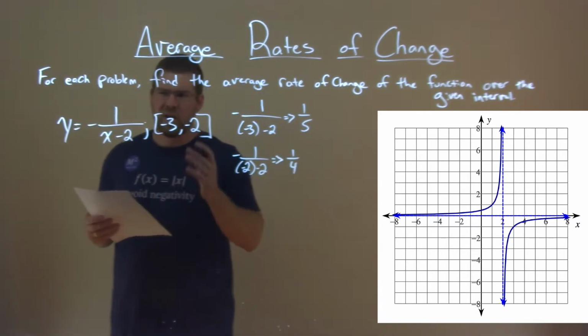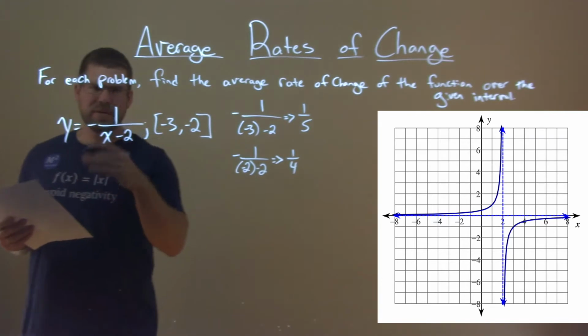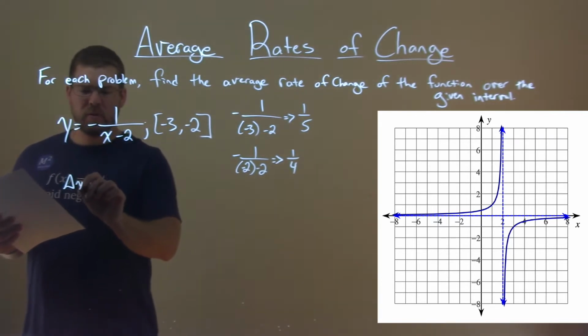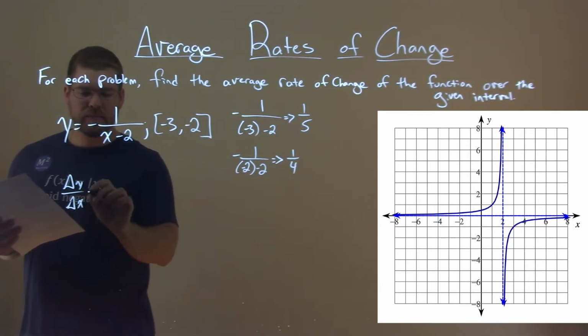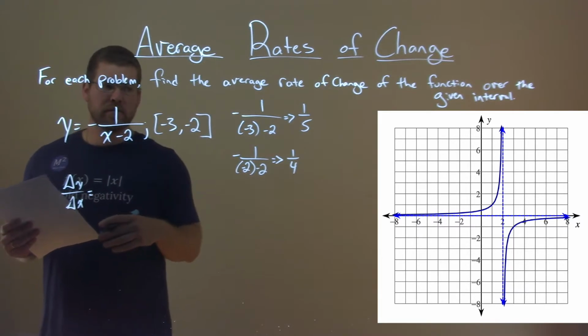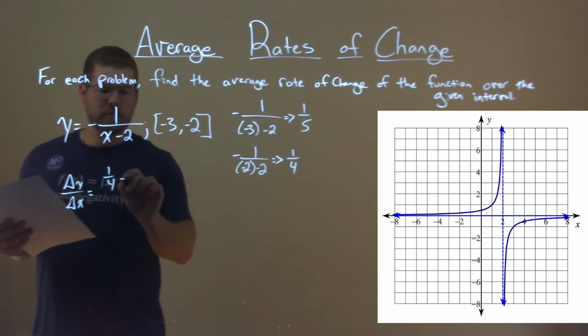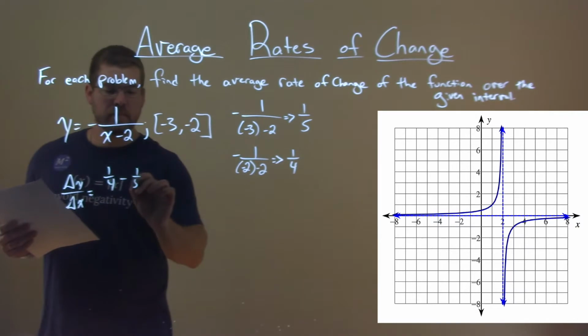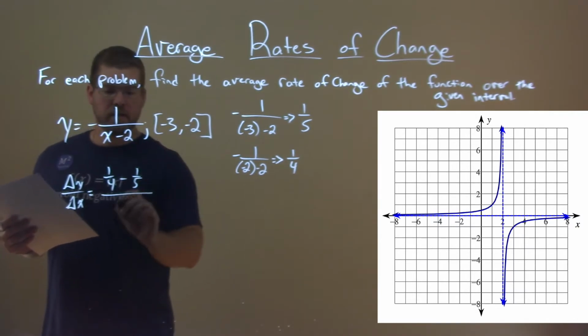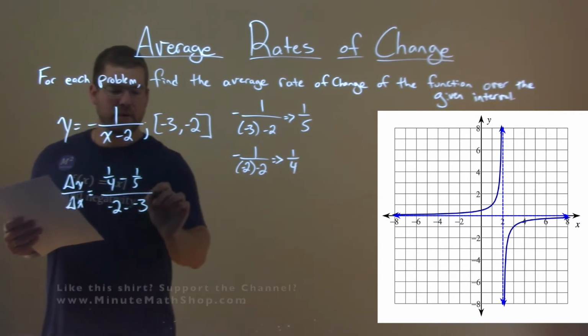So let's use our formula here for the average rate of change. Delta y over delta x is change in y over change in x. 1/4 minus 1/5 over negative 2 minus negative 3.